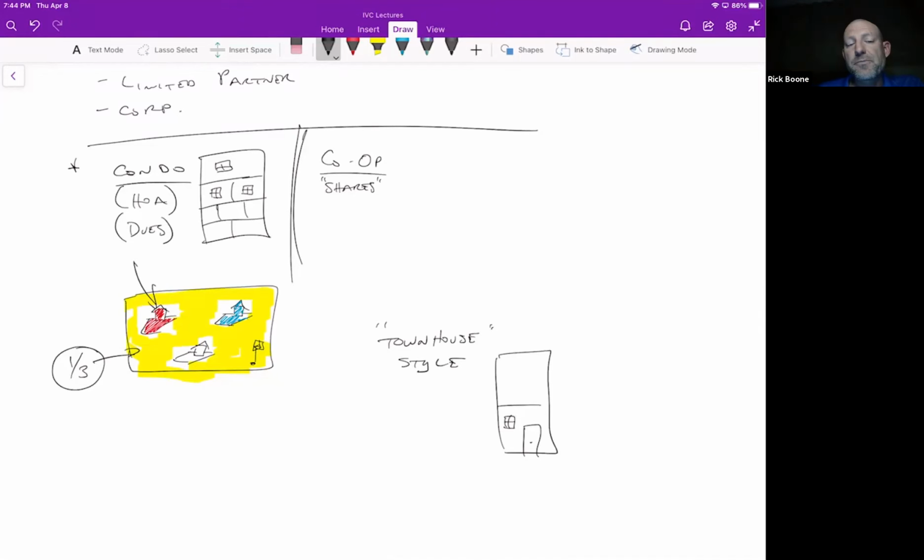So let me ask you, could you own a condo? Yes, that's a type of ownership. Could you own a co-op? Yes, that's a type of ownership. Can you own a condo that is a townhouse style? Yes, that's true. Can you own a townhouse? Not really. That's a style. That's not a type of ownership.